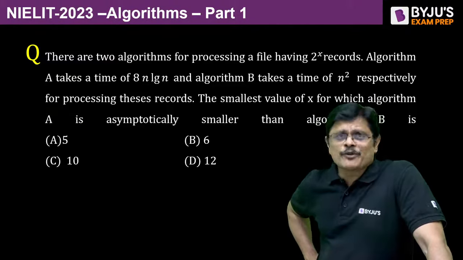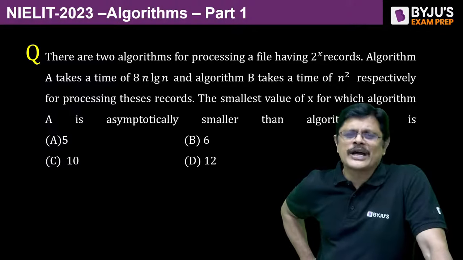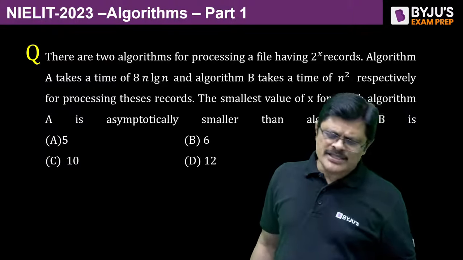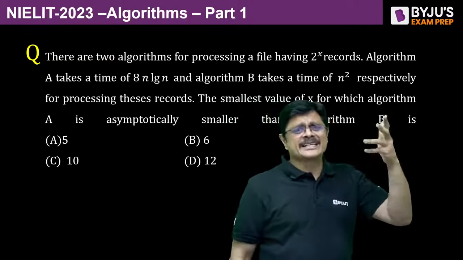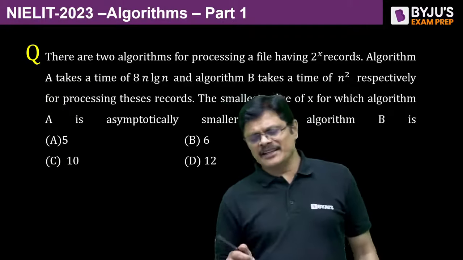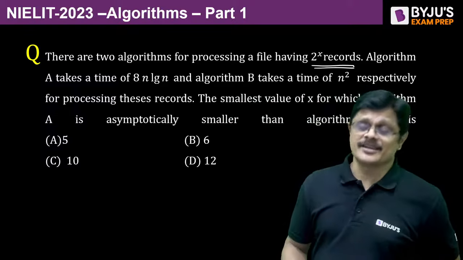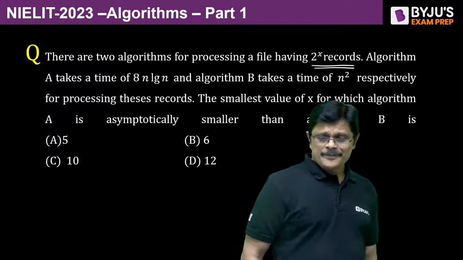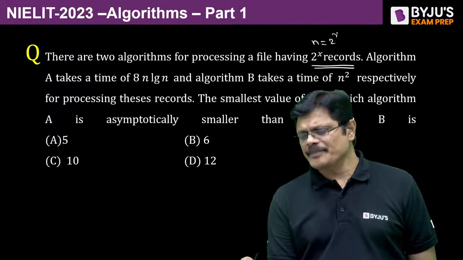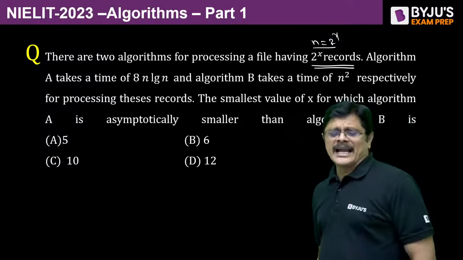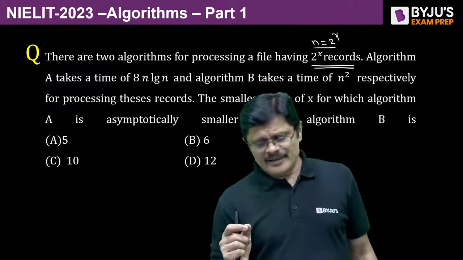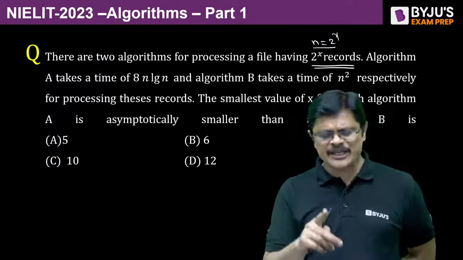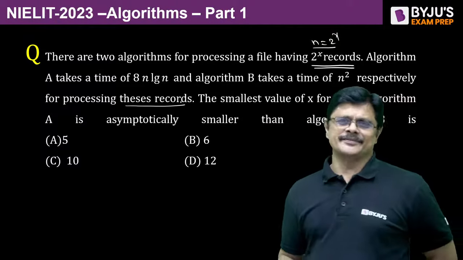There is this type of question they asked in the NIELIT examination, so I just changed the numbers and am asking here. There are 2 algorithms for processing a file having 2^x records. So we have this many records. Algorithm A takes time 8n log n, where n is 2^x, whereas algorithm B takes a time of n^2 for processing these records.